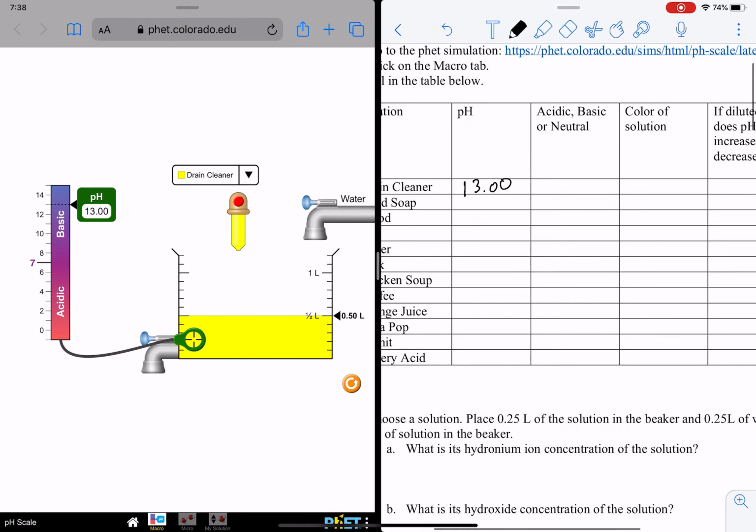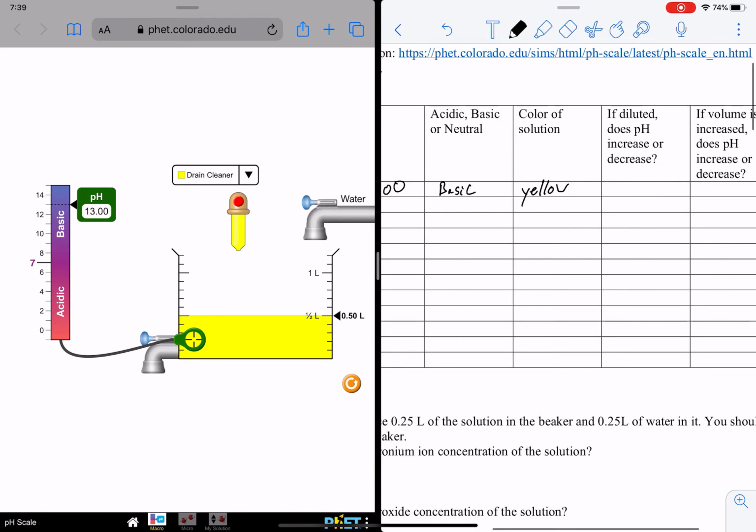13.00. Is that acidic, basic, or neutral? We should know this: 13 is basic. Color of solution, that would be yellow. And then, if diluted, does pH increase or decrease?